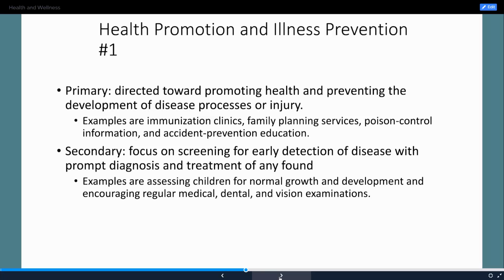So we take immunizations so that we don't get a disease that is known to be caused, or you're at greater risk if you don't have the immunization, right?